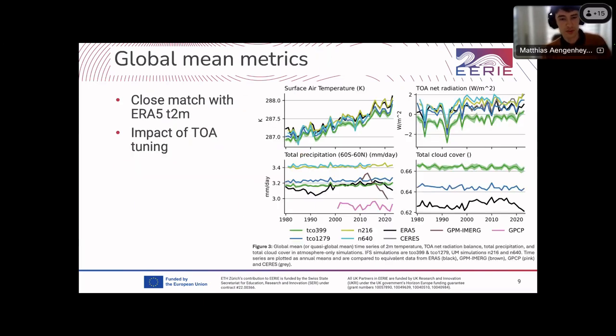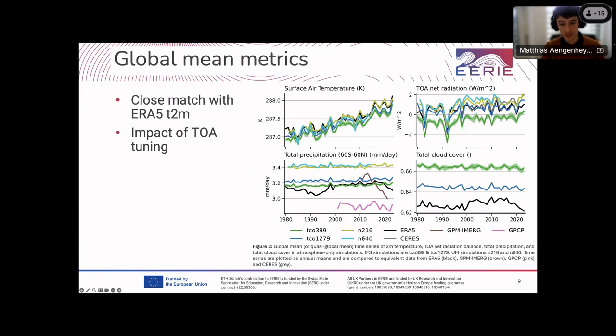Just to start off, an overview about the simulation. Some of you will have seen this already, but as a reminder, the global mean metrics show how the simulations compare to observations and to each other. So here we're showing the global, monthly mean of surface air temperature, top of atmosphere radiation, precipitation, excluding the high latitudes, and total cloud cover. In blue and green are our two simulations, so the IFS simulations at low resolution of 28 kilometers in green and at 9 kilometers in blue. And because we have a 10-member ensemble, you see a shading in the green.